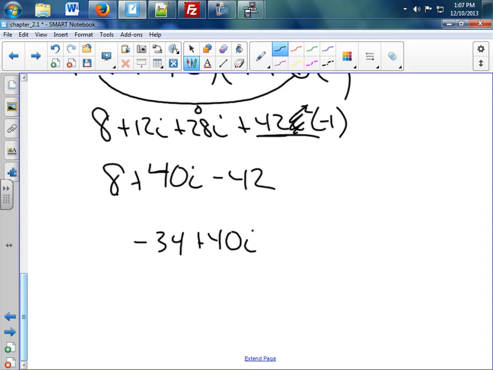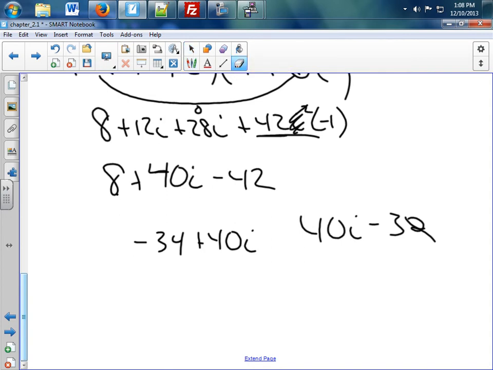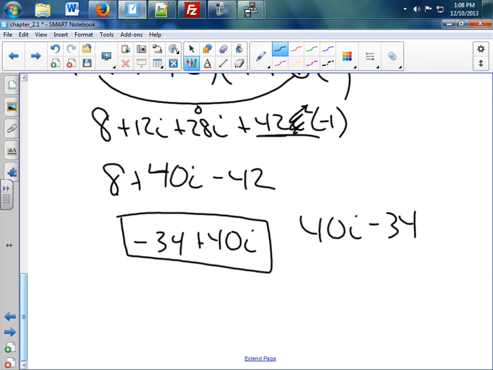Now remember, I will mark this wrong if you go 40i minus 32. 34, I can't get the number right today. Why would I mark that wrong? Because in complex numbers, what comes first? Oh, yeah. The real or imaginary. I will mark that wrong. So I would rather see this. I don't want to see that.